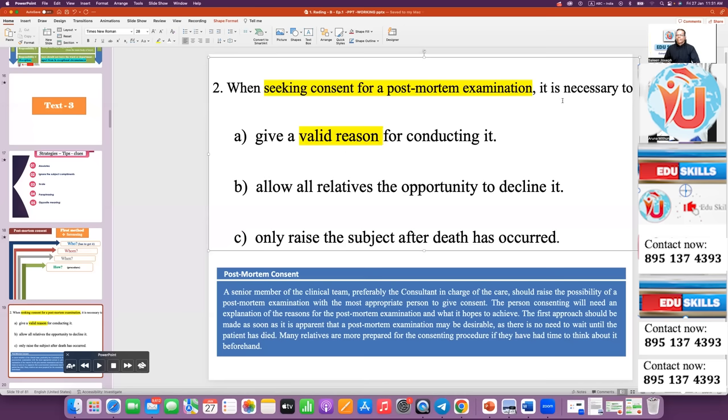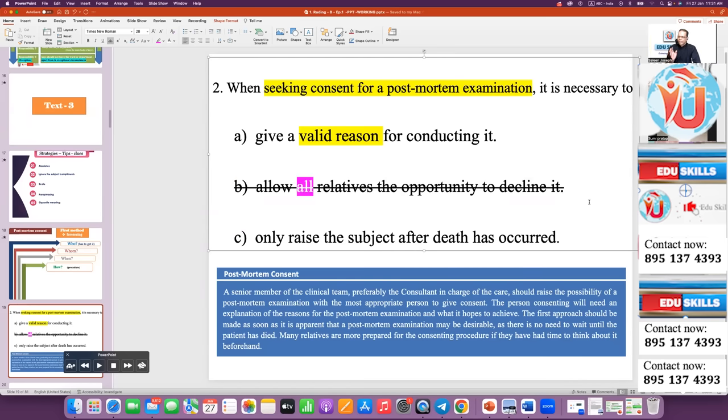When seeking consent for a postmortem examination, it is necessary to allow all relatives. Can I eliminate? Absolute. Absolutely, so we can eliminate. Even otherwise, in general, you cannot allow all relatives the opportunity to decline. Allow all relatives? You'll have to call them from America, Canada, Germany, and everywhere. As a general medical professional, does it make any sense? No. Before postmortem, it doesn't make any sense. So in both ways, you can eliminate it.